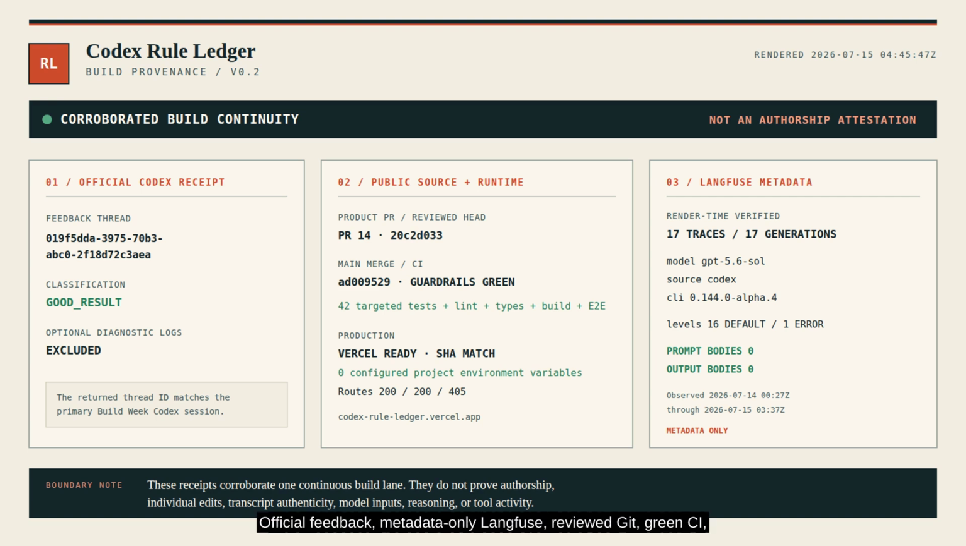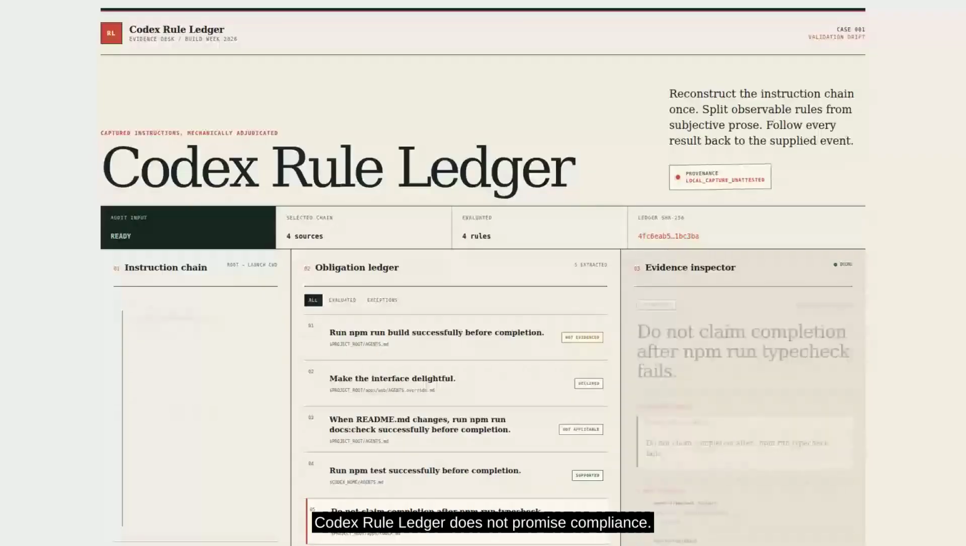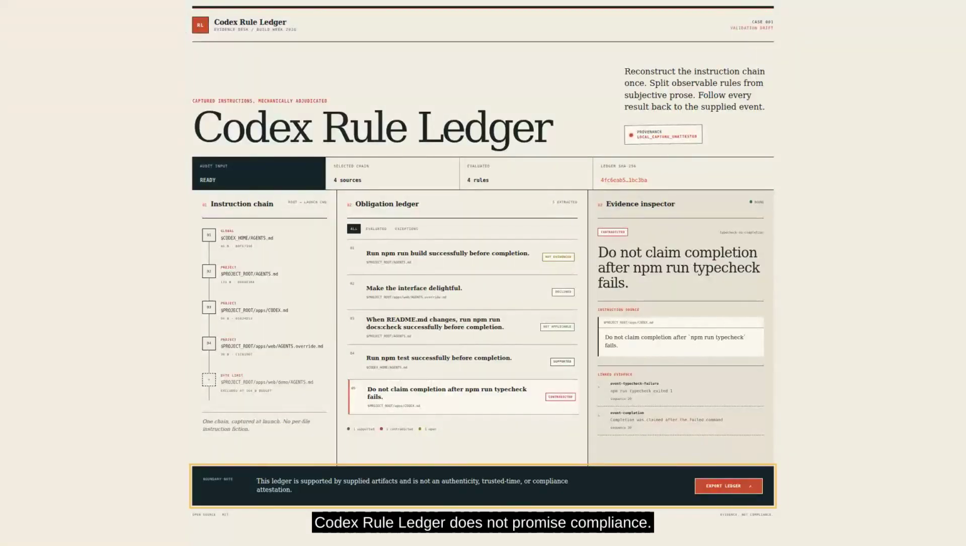Official feedback, metadata only. Langfuse, reviewed Git, green CI, and production receipts corroborate that workflow without attesting prompts, reasoning, or individual edits. Codex Rule Ledger does not promise compliance. It gives reviewers a compact, runnable account of what supplied evidence supports, what it contradicts, and what it cannot prove.